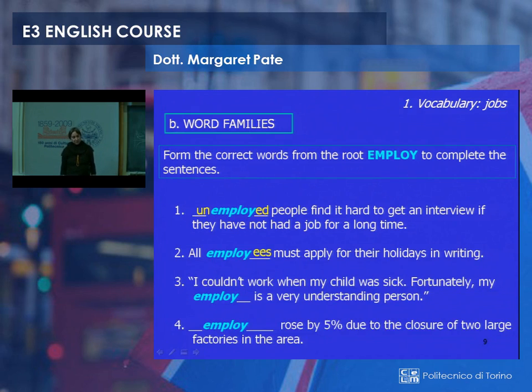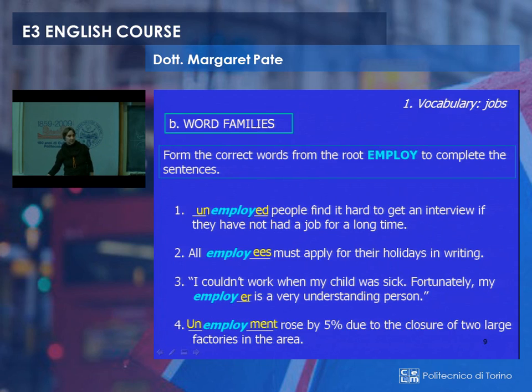I couldn't work when my child was sick. Fortunately, my is a very understanding person. Employer, yes, my boss, my employer. And the last one? Be careful, look at all of the sentence before deciding which word it is. Employment or unemployment, which is unemployment because we're talking about 2 large factories closing.